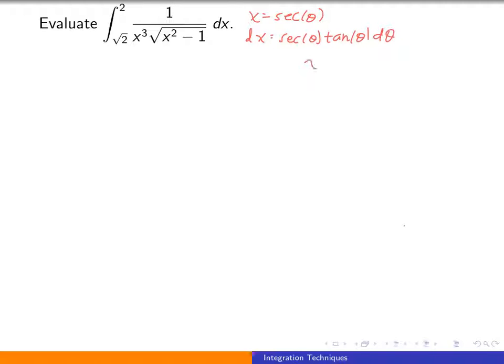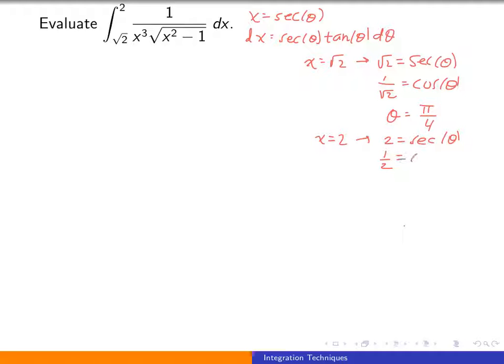So we need to think if x is equal to root 2, our lower limit of integration, what theta value does this correspond to? Well, this would tell us that square root 2 is equal to secant theta, and secant theta is 1 over cosine. So 1 over root 2 is cosine, so we have theta is equal to pi over 4. In a similar perspective, for that upper limit, x equals 2 would imply that 2 is equal to secant theta, or that 1/2 is cosine, so that theta is pi over 3.